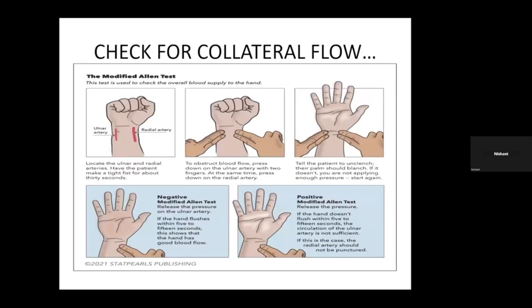So when we are about to cannulate a peripheral artery, which is an end artery, we should always check for a collateral blood flow. This is a modified Allen's test, which we usually perform when we are about to cannulate a radial artery. So if the modified Allen's test is negative, that is when the hand will flush within 5 to 15 seconds, this indicates that an adequate collateral blood flow from the ulnar artery is there, so we can go ahead with cannulating the radial artery. But if the modified Allen's test is positive, that is the hand will not flush within 5 to 15 seconds, this indicates inadequate collateral blood flow from the ulnar artery.